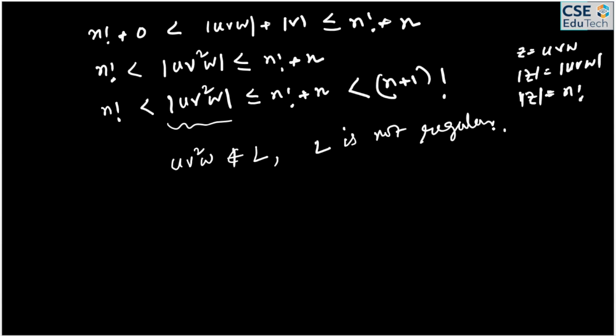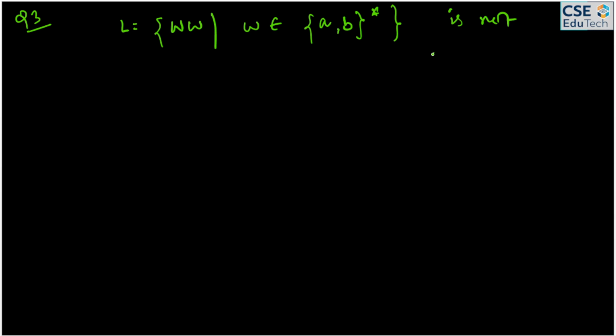Now we will give another example. Suppose we have a language L equal to ww, where w belongs to (a+b)*, meaning any combination of a and b. Is this regular? It is not regular. To prove this, let us assume that w is a string of the pattern a to the power n b to the power n.